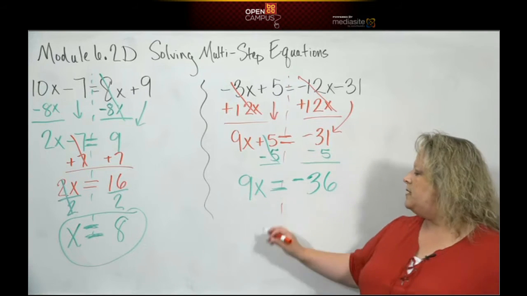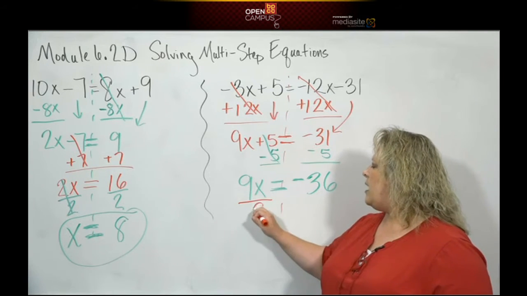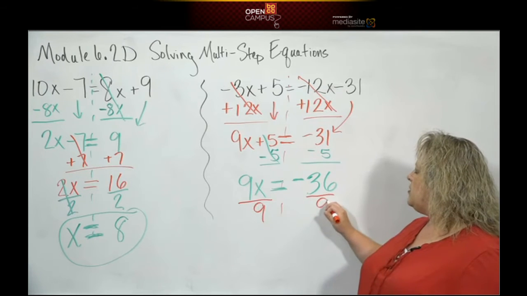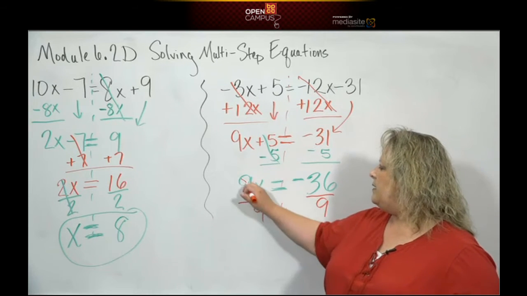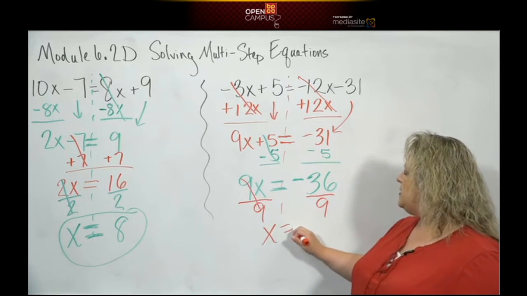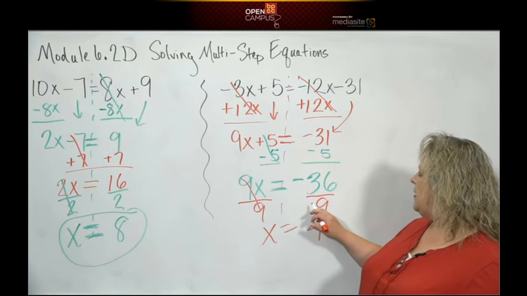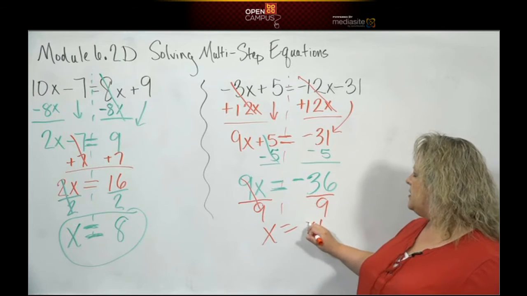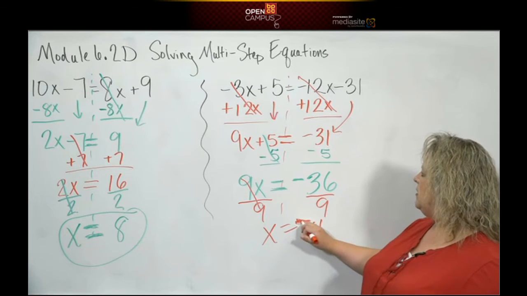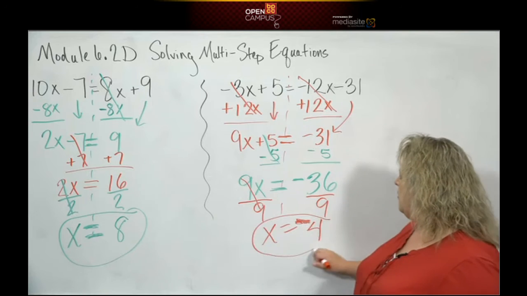My one step is division. That's right, I want to get that x by itself. So I'm going to divide both sides by 9. And when I do that, I get x is equal to 36 divided by 9 is 4. And I had a positive and a negative, so when you divide different signs, you get a negative for your answer. So it's negative 4.